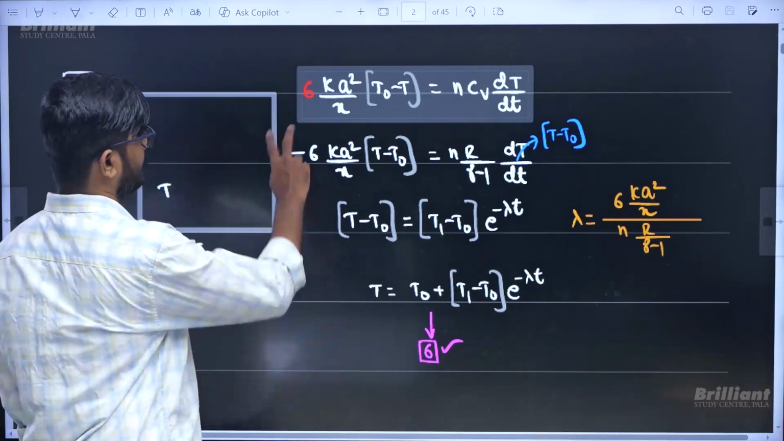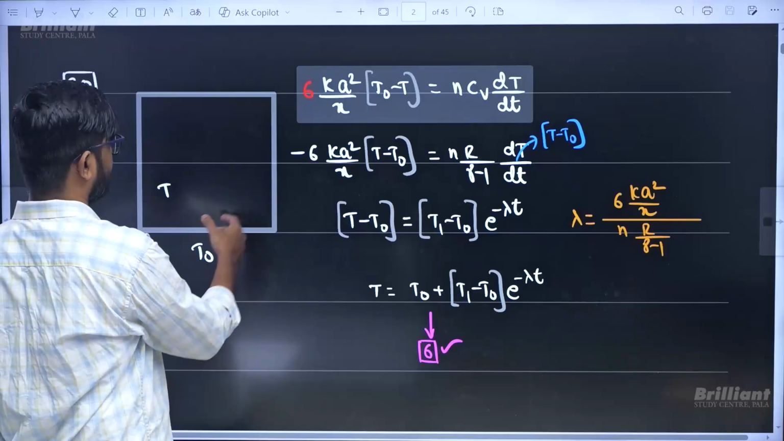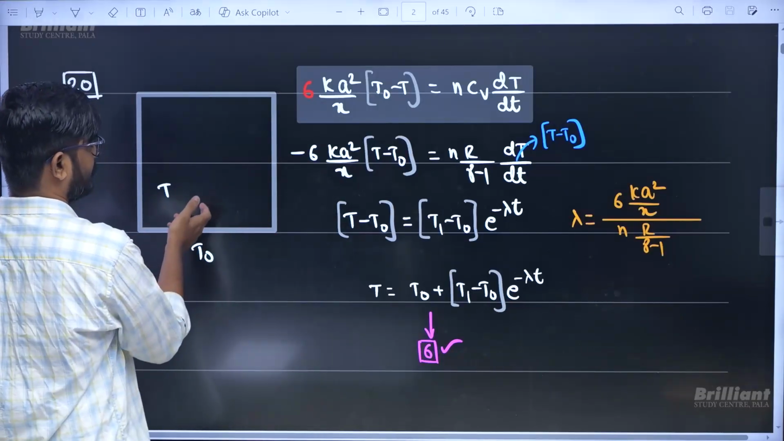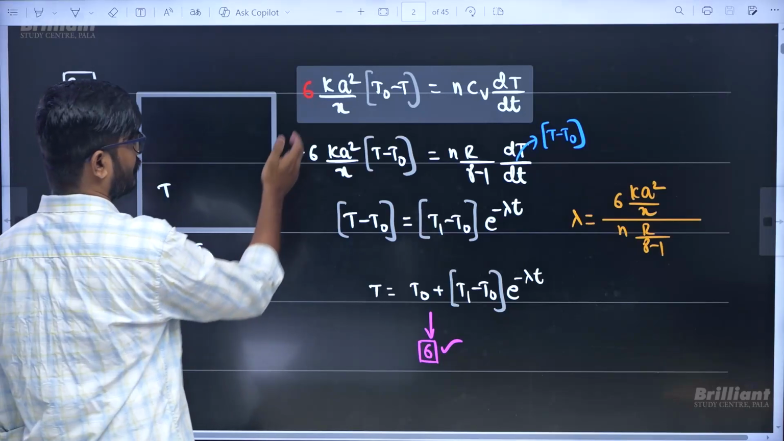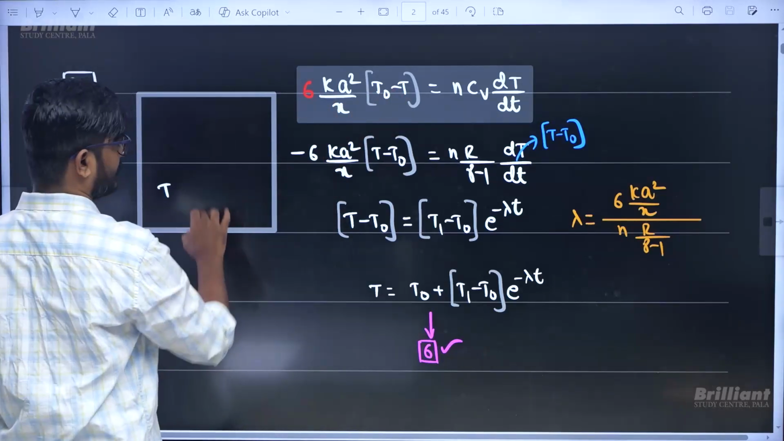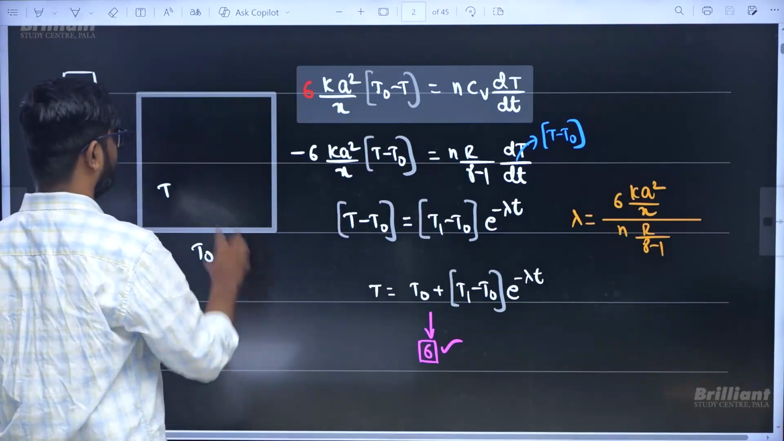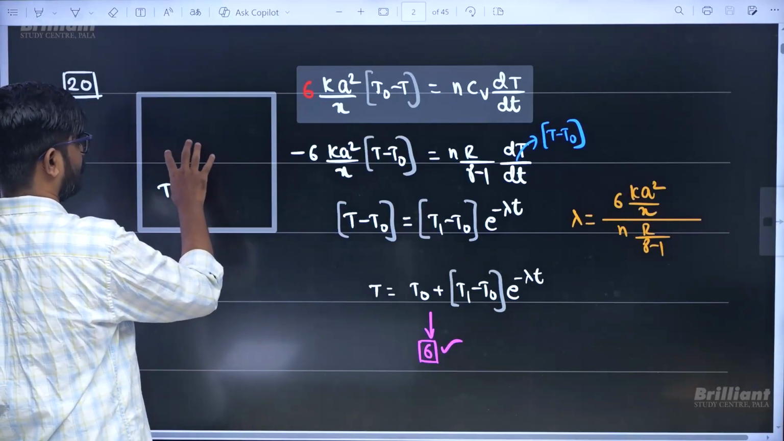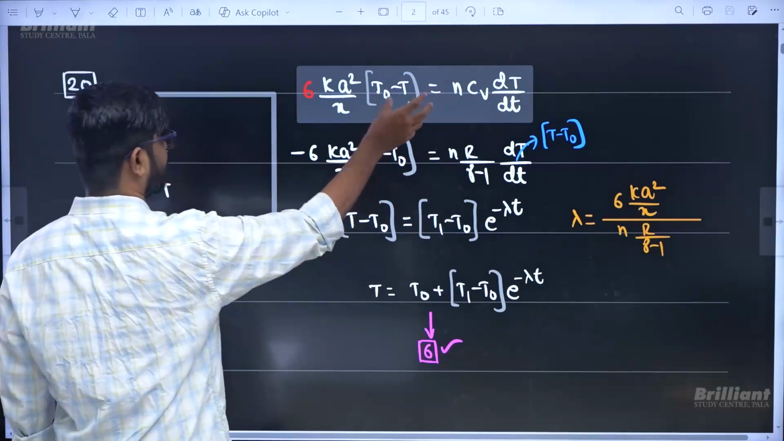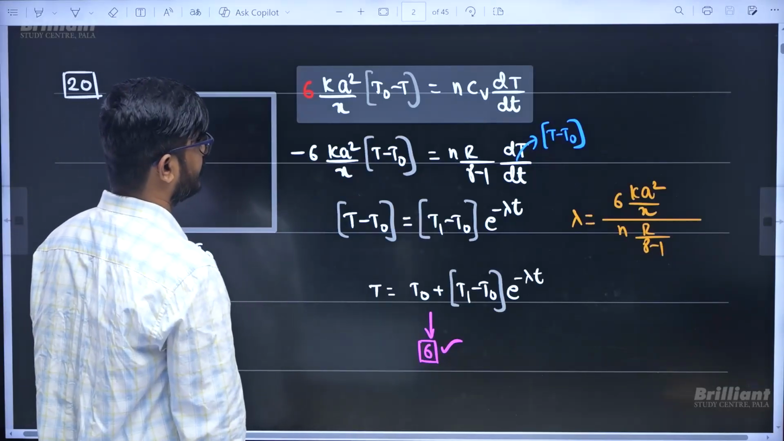Okay, so basically I should have written a reverse here. Heat will be flowing from inside to outside. Now if there is a conductive material and a temperature difference, then the rate at which heat will be flowing will be K into area by thickness into the temperature difference T minus T0, but there are 6 faces, so 6 times. Now that will be constantly reducing this temperature, so you will be getting minus n Cv dT by dt. Minus and minus will get cancelled and it looks like this, right? So from there you have to do the integration.